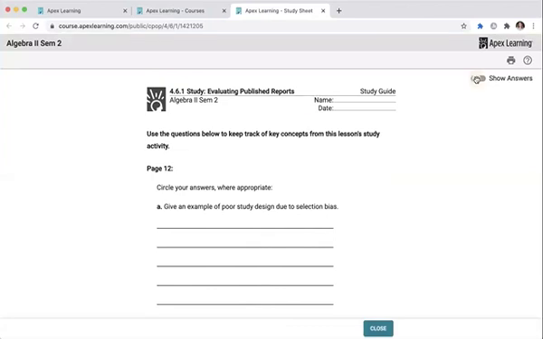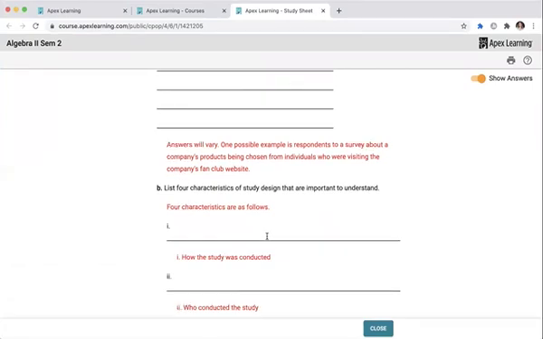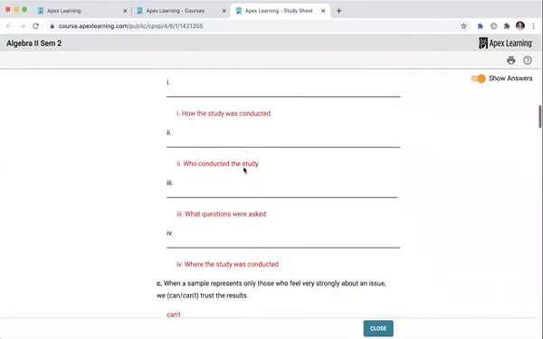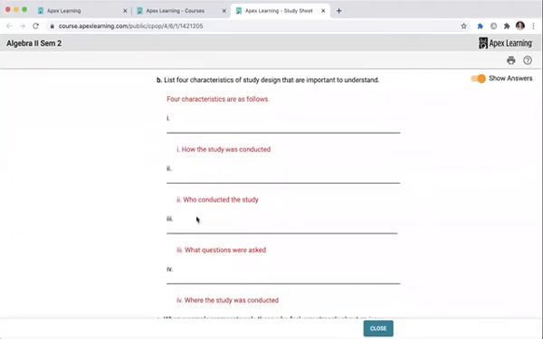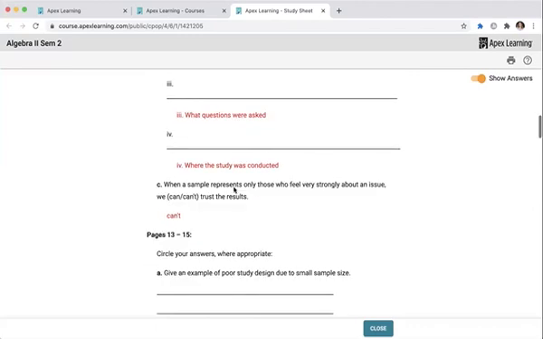Looking at our study sheet here. A poor study design due to selection bias. There's a lot of examples you can have here. But the 4 characteristics of study design that are important are, of course, how was the study conducted, who conducted the study, what questions were asked, and where was the study conducted. And these 4 questions are going to be key when you are evaluating any piece of information that you could possibly be given. How was it done? Who did it? What did they ask? And where was it done?